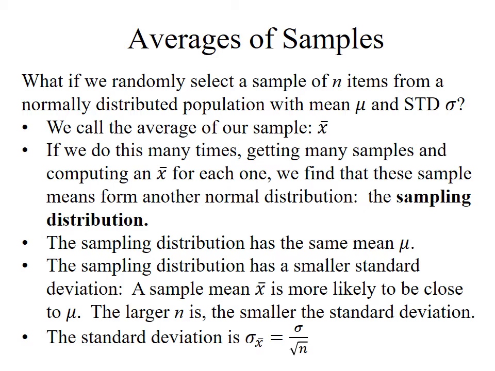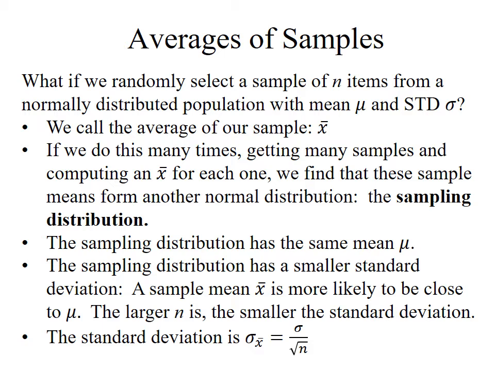Now, what if I want to gather a sample from a population? What if I want to randomly select a sample of n items from a normally distributed population, and this normally distributed population has a mean mu, a standard deviation sigma? What will happen then? We're going to be doing this a lot in statistics. This is one of the most common things we're going to do in all of statistics. We gather a sample from a population. We're going to take the average of that, we call the mean of that sample, the average of our sample, we call that x bar, x with a line over it.